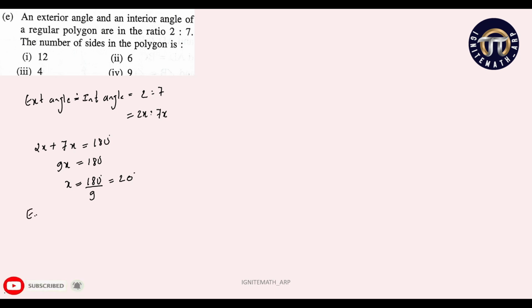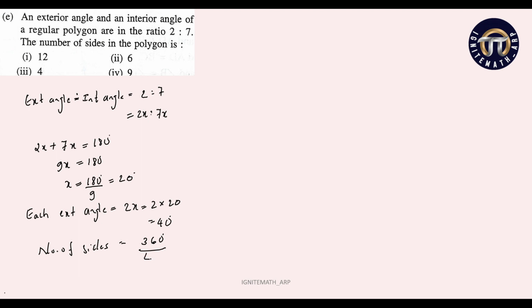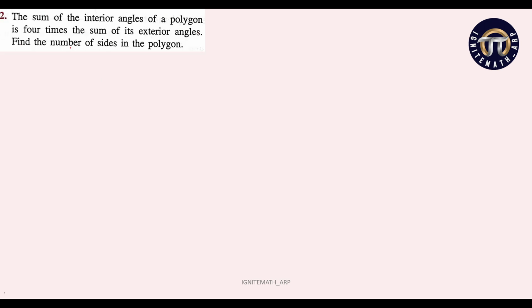So now each exterior angle is what, children? Each exterior angle is equal to 2x is equal to 2 into 20, that is equal to 40 degree. So can I find out number of sides? Number of sides is equal to 360 degree divided by each exterior angle. So 0, 0 get cancelled, 9. So answer is supposed to be 9. You're asked to find out the number of sides, that is equal to 9. Let us see the next one, children.